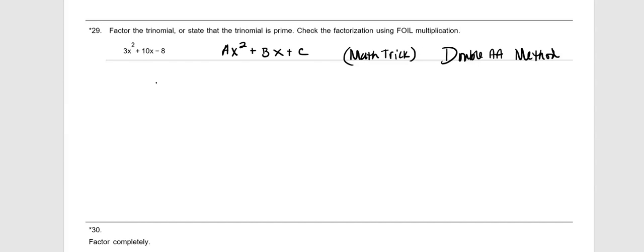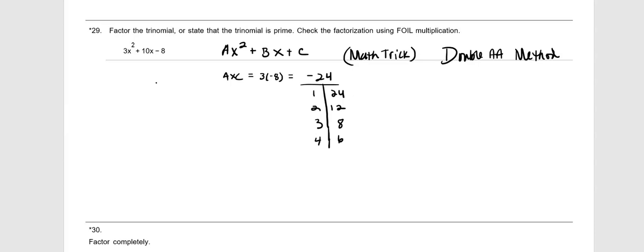So with the double A method, the first thing that we're going to do is multiply A times C. In this case, that's 3 times -8, which gives us a -24. And we're going to list the factorizations of that -24. So we have 1 times 24, 2 times 12, 3 times 8, and 4 times 6.